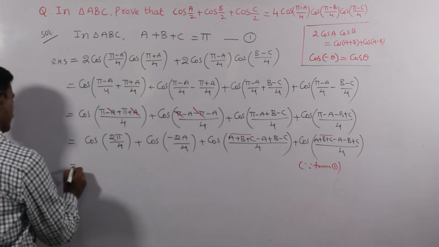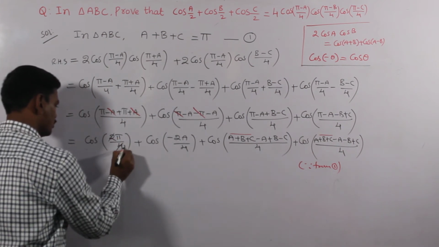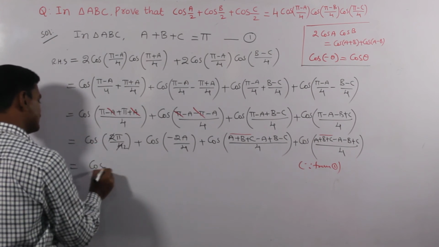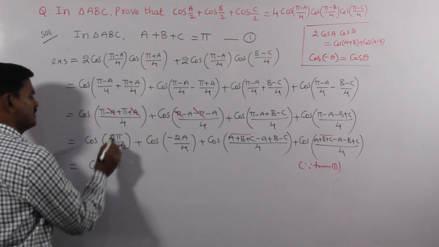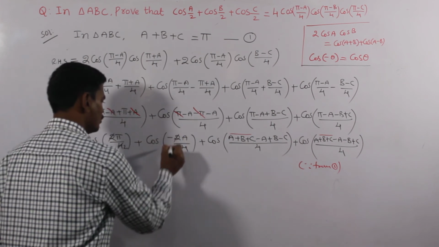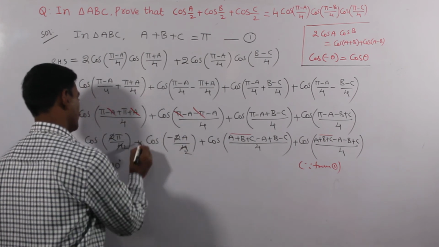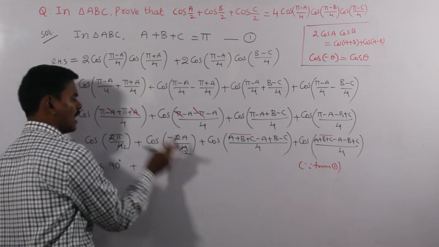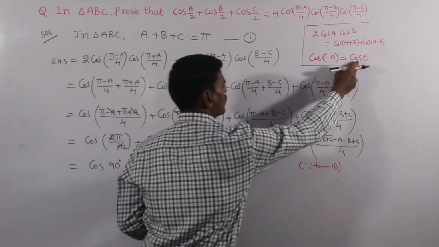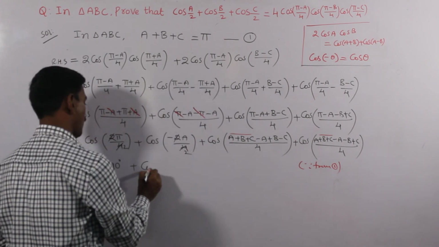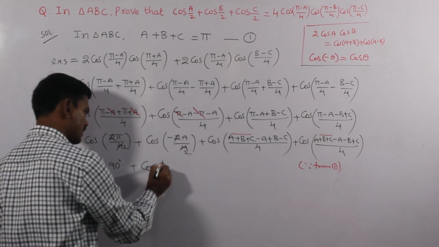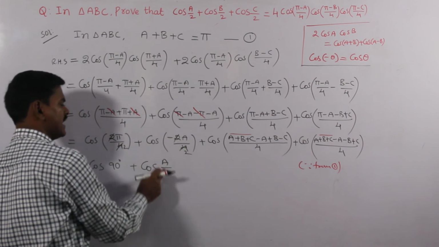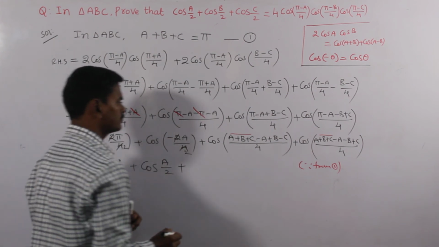Now the simplification part. 2 ones are 2, 2 twos are 4. Cos pi by 2, cos 90 degrees. Okay, pi by 2 is nothing but 90 degrees. Then you can write plus. It looks like cos of minus theta. Cos of minus theta formula is known as cos theta. What is theta here? A by 2. Cos of minus a by 2 is cos a by 2.